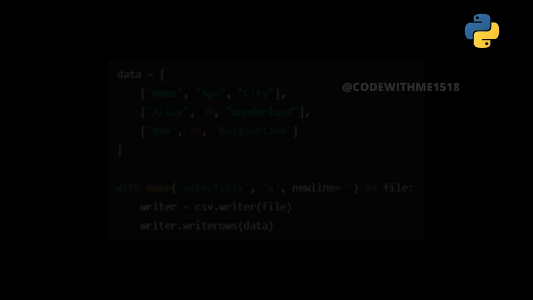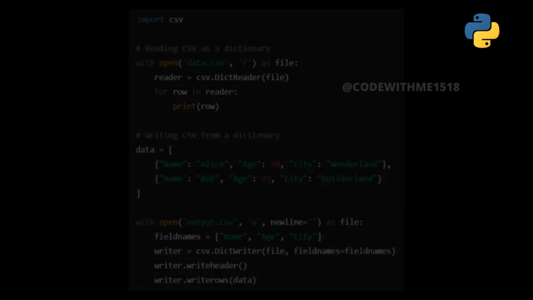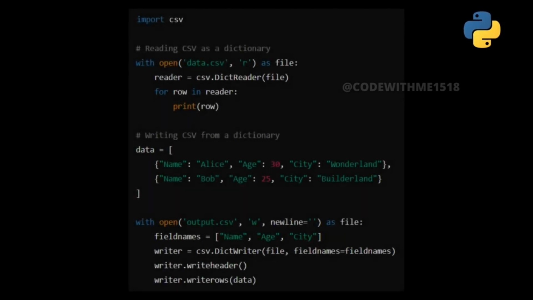Now, let's write some data to a CSV file. In this example, we use the csv.writer function to write data to a CSV file, row by row. For more advanced CSV handling, you can use the DictReader and DictWriter classes, which work with dictionaries instead of lists. In this example, DictReader reads each row as a dictionary, and DictWriter writes dictionaries to a CSV file with specified field names.